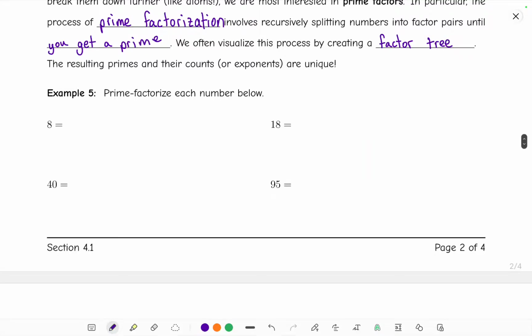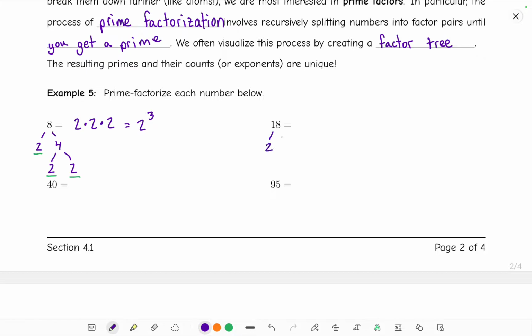Prime factorize the numbers below. So like I said, we often do this as a factor tree. So like 8 is 2 times 4. 2 is a prime number, so we're done. 4 is not a prime number, so we break it up again, which is 2 and 2. And then 2 we already said is a prime number. So the prime factorization of 8 is 2 times 2 times 2, or 2 cubed.